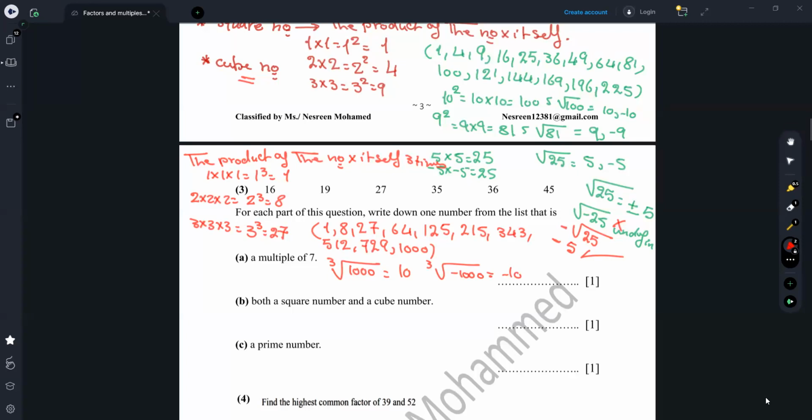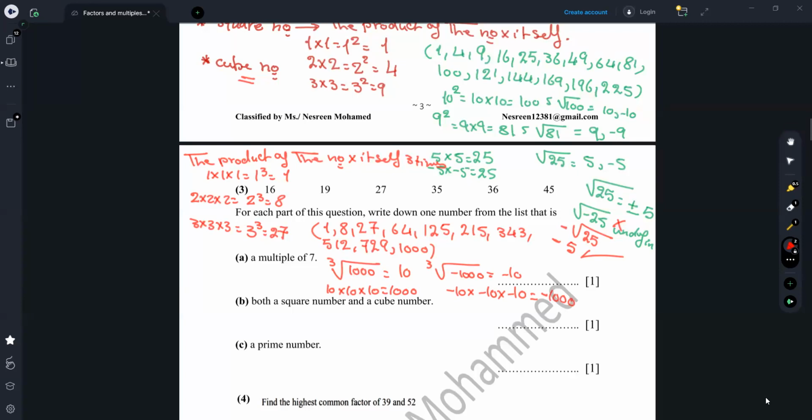Okay, as 10 multiply 10 multiply 10 equals 1000. And negative 10 multiply negative 10 multiply negative 10 equals negative 1000. Okay?